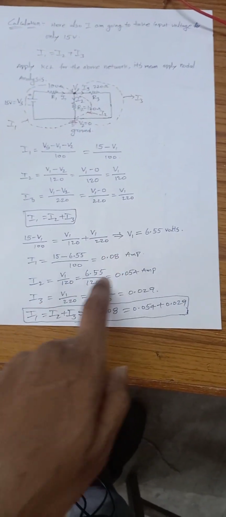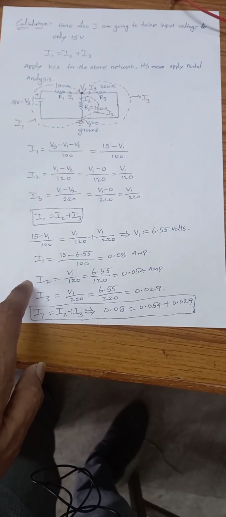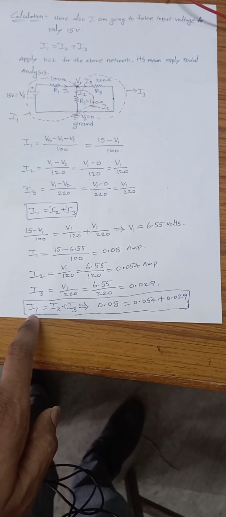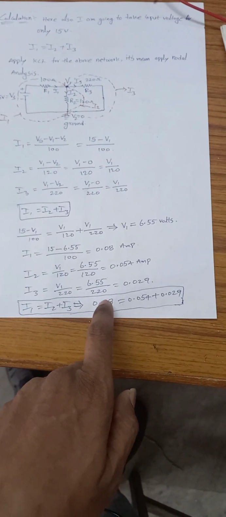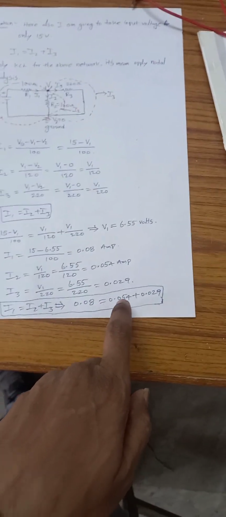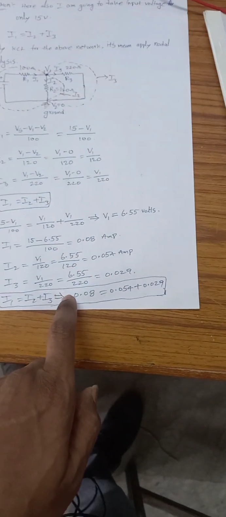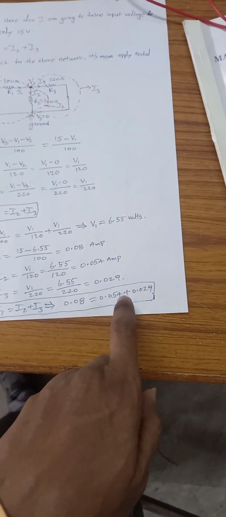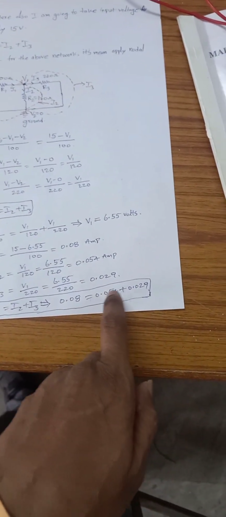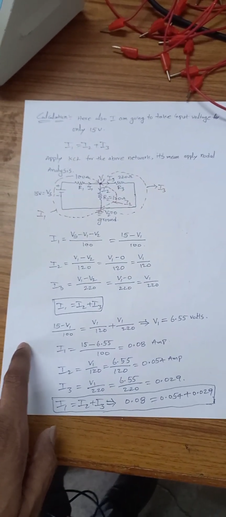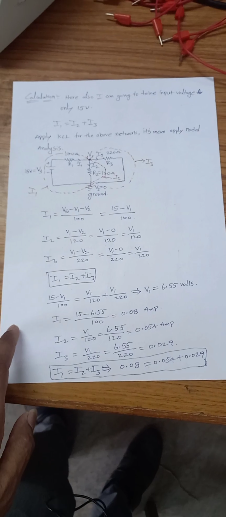So according to this we got the I1, I2 and I3 values. We can replace them here and get 0.08 equal to 0.054 plus 0.029. So this 0.08 is equal to the summation of these two values. Okay, this is the theoretical calculation part completely. Then we will go for the practical circuit diagram.